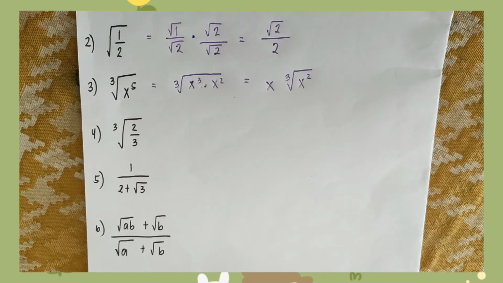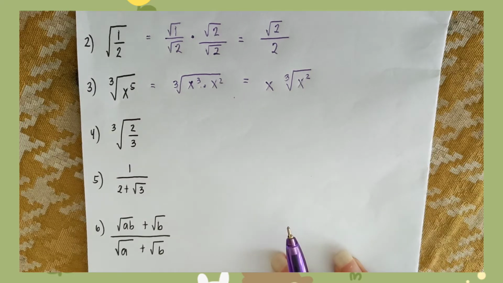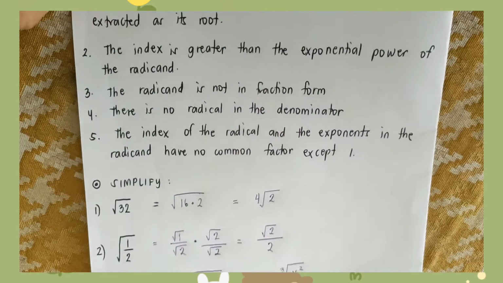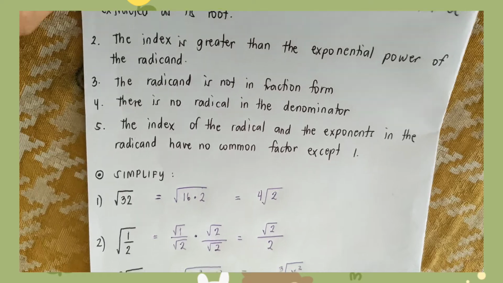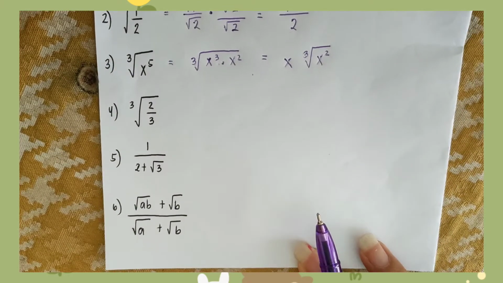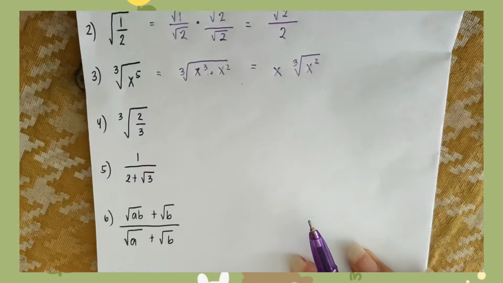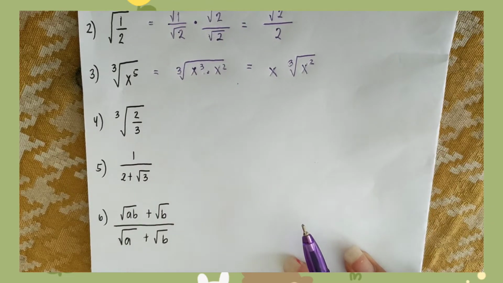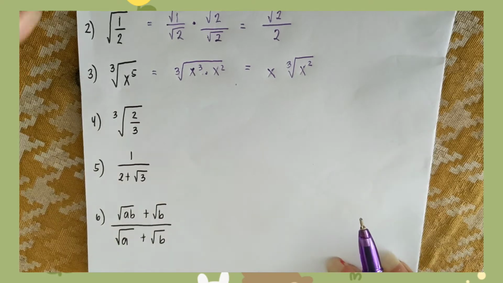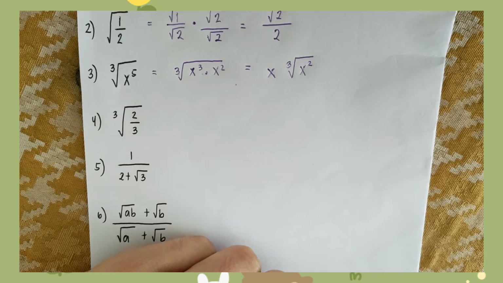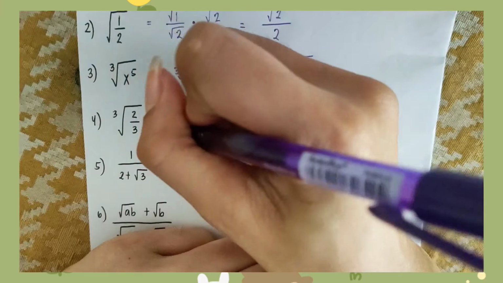Okay, the characteristic represented by number 4 is that there is still no radical in the denominator. Characteristic number 4. So going back, we need to find a number that when we multiply it to 3, it will give us a perfect cube number. So what do you think is the answer? That is 9. Very good.